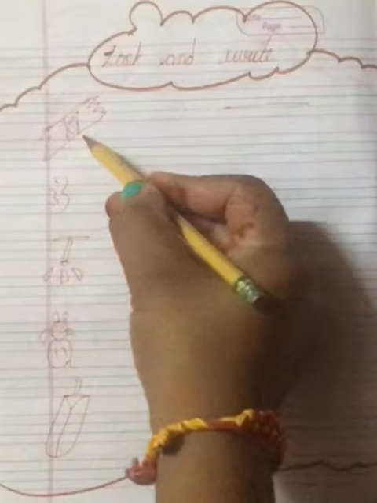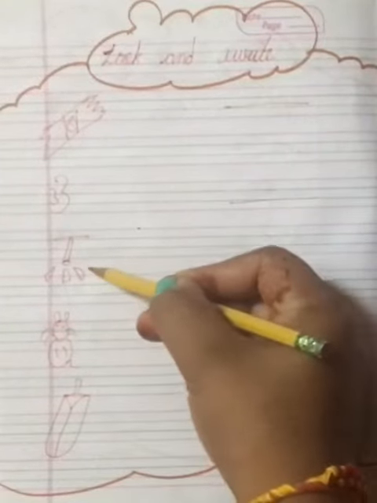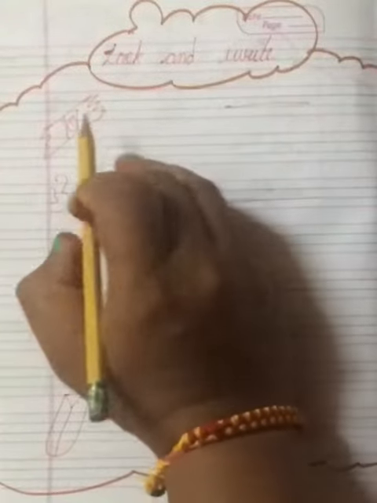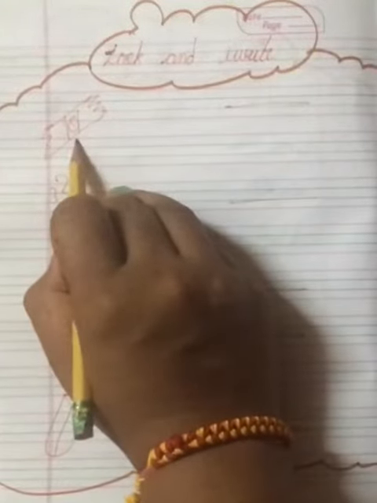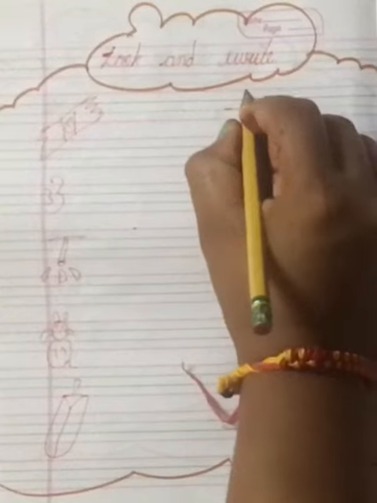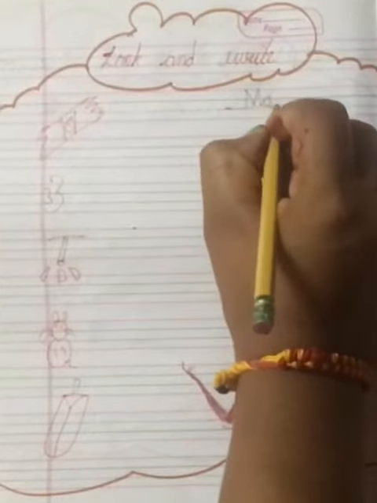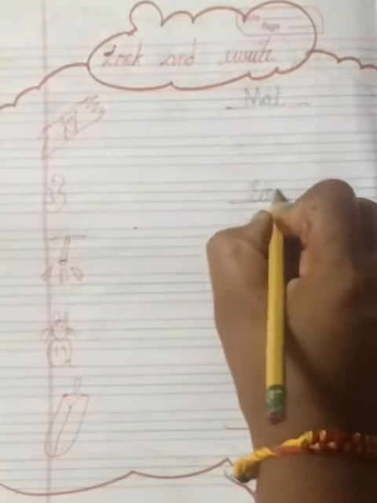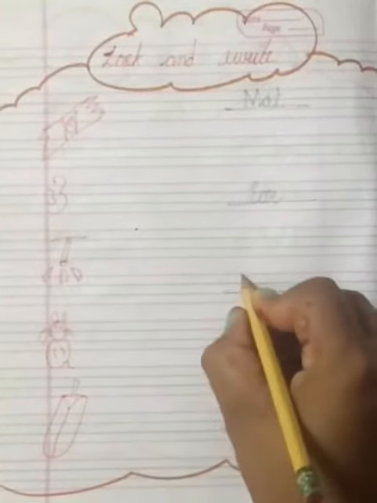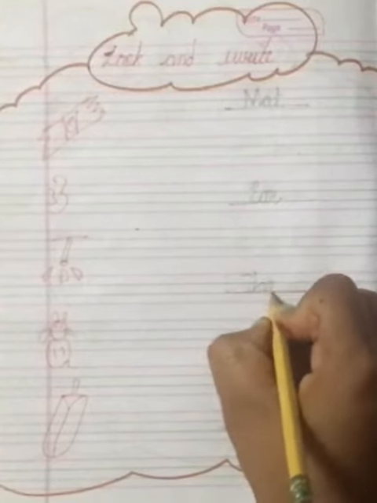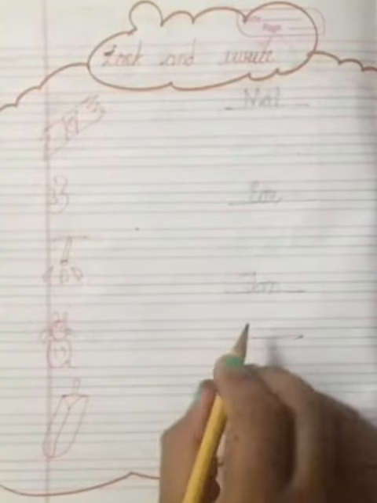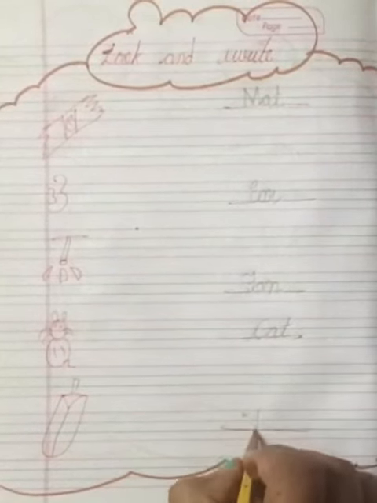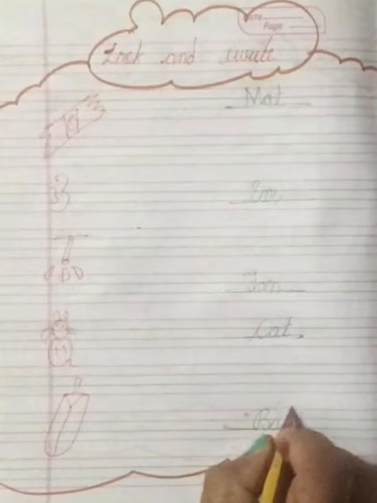This is a mat, this is an ear. This is a fan, this is a cat, and this is a bat. So what is this? This is a mat. Write down the mat spelling, M-A-T, mat. And this is an ear, E-A-R, ear. This is a fan, F-A-N, fan. And this is a cat, C-A-T, cat. And this is a bat, B-A-T, bat.